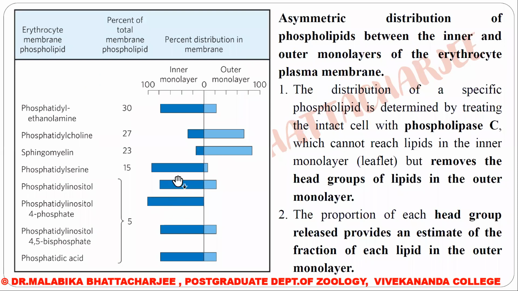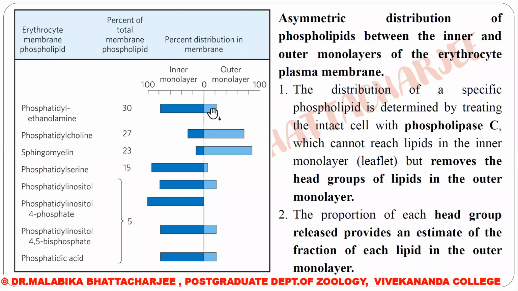So that was about phosphatidylserine. Now we come to the distribution of phospholipids on the membrane. So this picture is the asymmetric distribution of phospholipids between the inner and the outer monolayers of the erythrocyte plasma membrane. So this is the structure of the erythrocyte plasma membrane. And as I was talking about the different phospholipids present in the membrane, remember, we have two leaflets. One is the inner leaflet, which is facing the cytoplasm, and the other is the outer leaflet, which is facing the exterior of the cell.